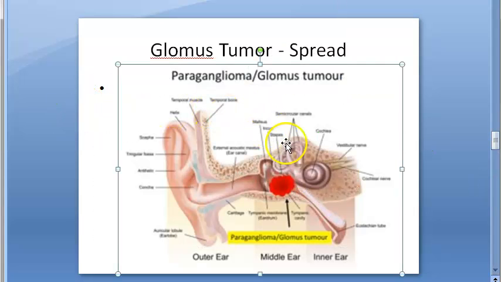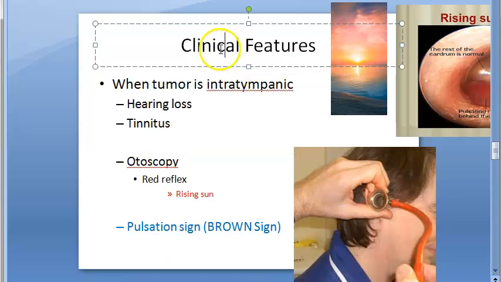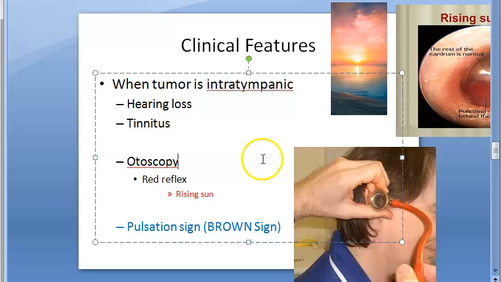So how does it spread? We saw it will spread. It can perforate the tympanic membrane, come out. It can go upwards to the brain, posterior cranial fossa, then eustachian tube, then labyrinth. Everywhere we saw it can spread. Then clinical features, mainly when the tumor is intratympanic, you should say hearing loss, tinnitus, red reflex on otoscopy, that is rising sun appearance, then pulsation sign via the Siegel speculum, Brown sign, that is also called as Brown sign.